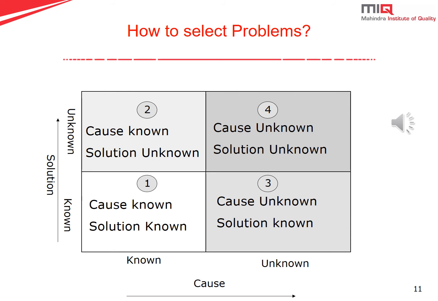These problems also require a structured approach to identify the root cause and take systemic actions so that the problem does not repeat in future. And in the fourth quadrant, these are those problems where the causes are unknown and solutions are also unknown. These are the most appropriate problems for applying problem-solving tools and techniques.